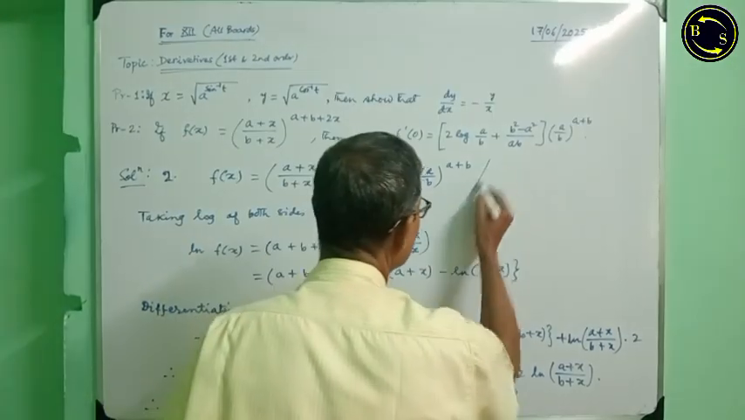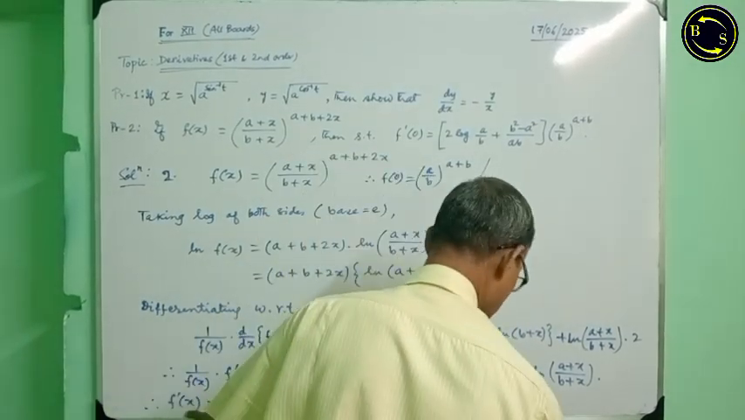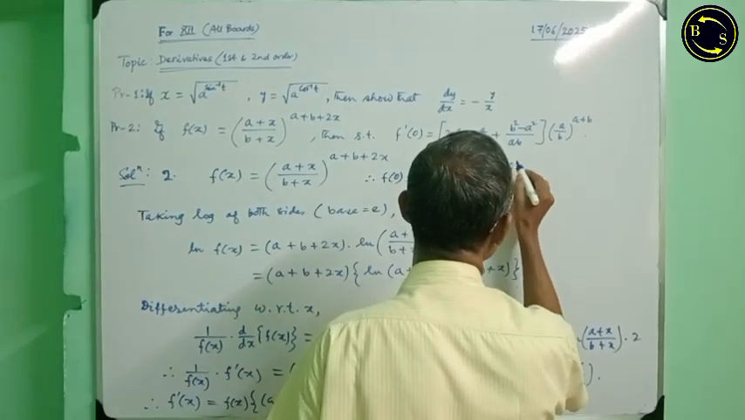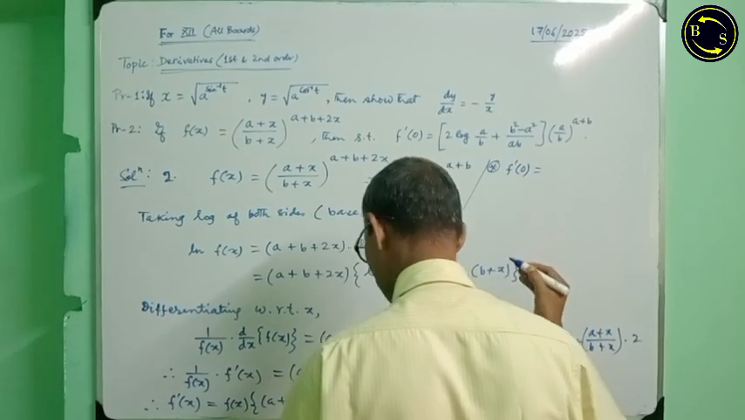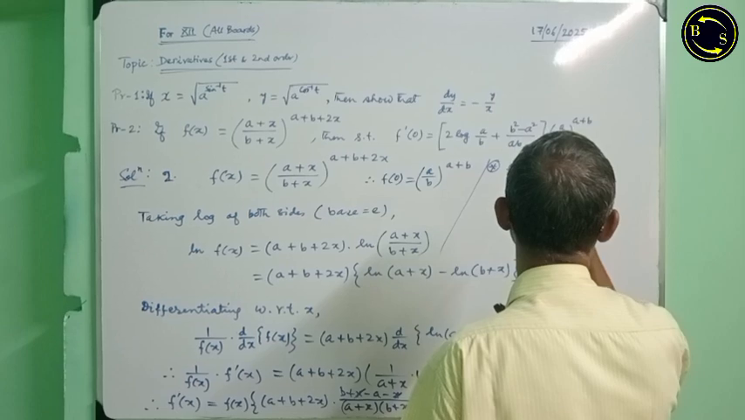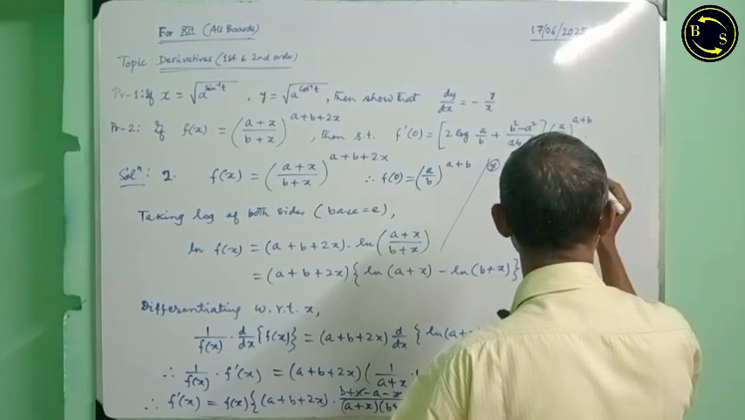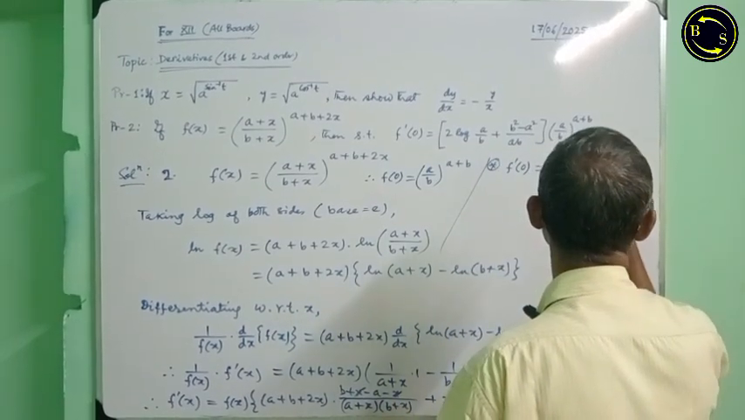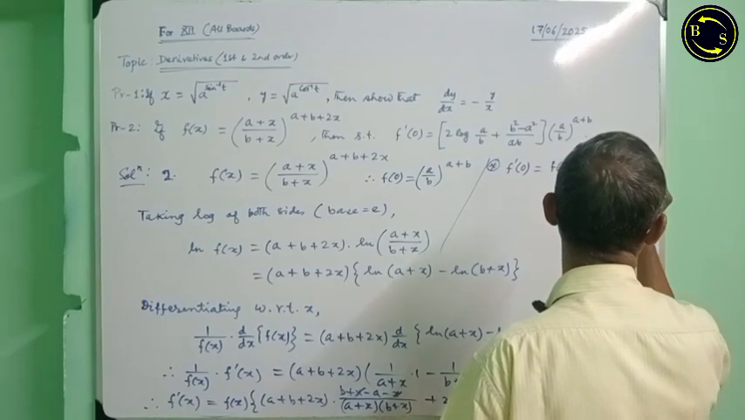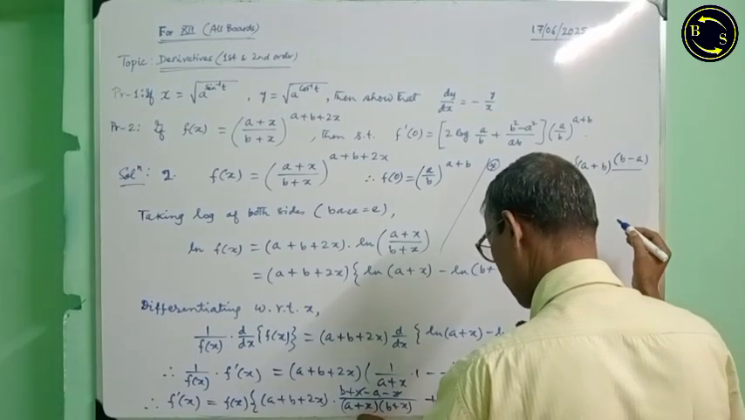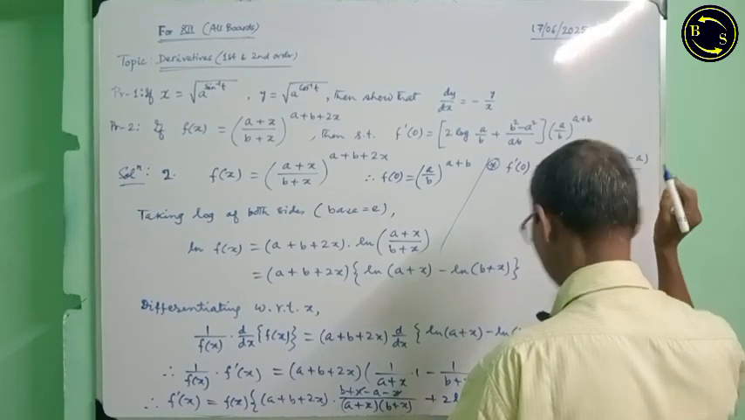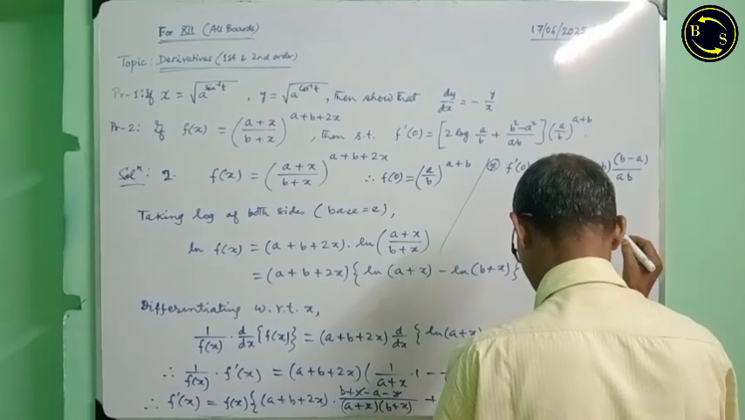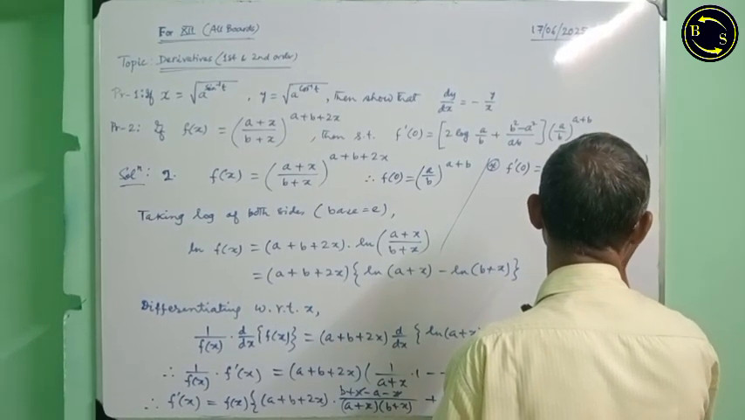Now I write here, after this step, f dash 0 is equal to f(0) all into (a plus b) into (b minus a) divided by ab, plus 2 log a by b.